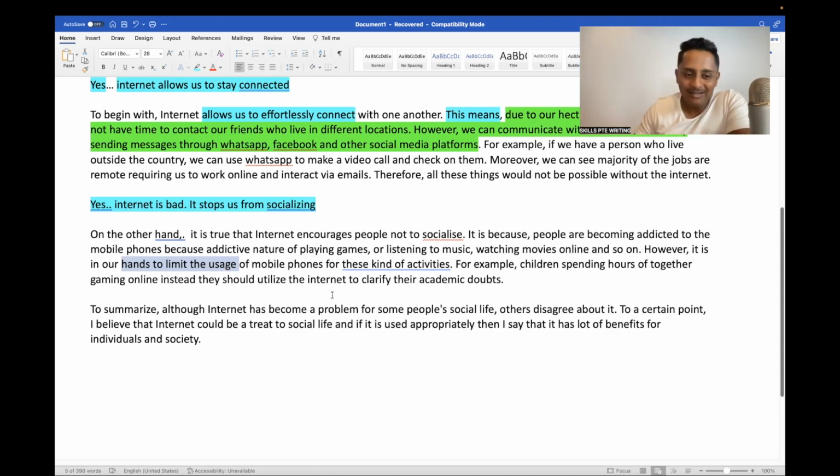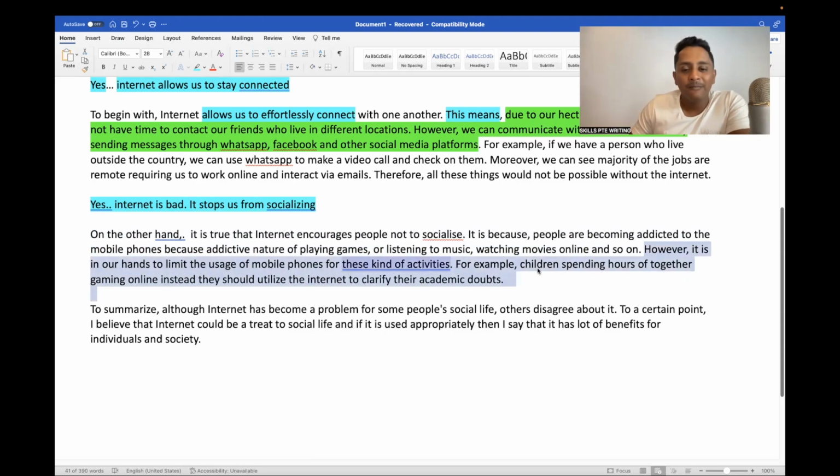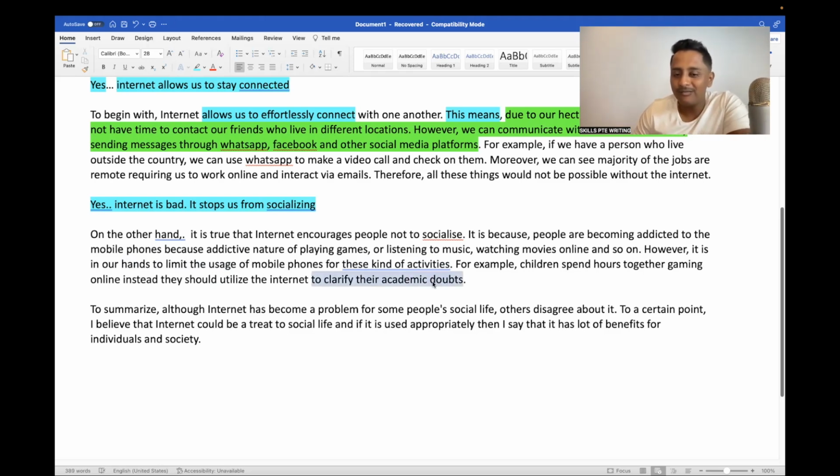Same thing is here. Whatever asked in the question is written till here. Whatever is not asked in the question is written here. For example, children spending hours together gaming online. Instead, they should, children spend or are spending. Children spend hours together gaming online. Instead, they should utilize the internet to clarify their academics. This is absolute off topic. Hope you agree, Bindu.